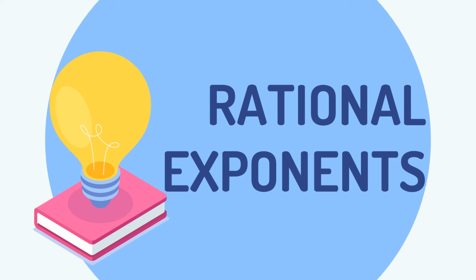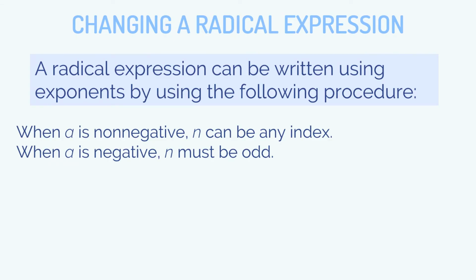Now guys, let's see what is the connection between radicals and rational exponents. So we're going to study in this part of the section rational exponents. In this part of the lesson, we're going to learn how to express a radical expression as an exponential expression, as an expression in exponential form. A radical expression can be written using exponents by using the following procedure. And before we see the expression that is going to let us write any radical in exponential form, let's make clear the following.